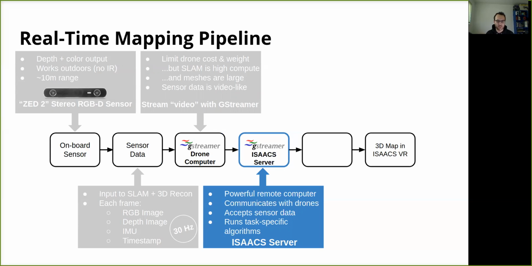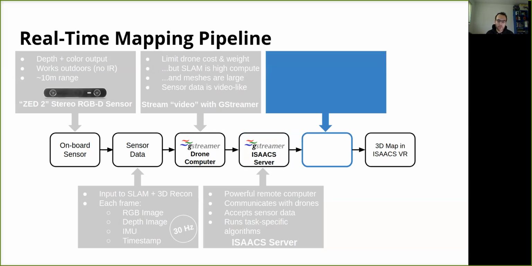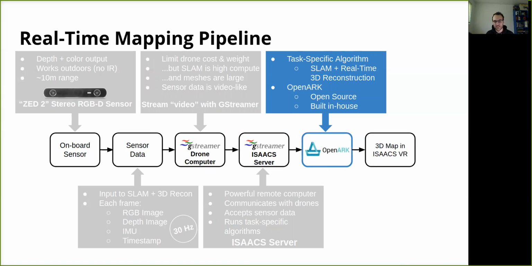Now that we have this Isaac server, we're able to run any algorithm we want on it as the data comes in. So our task-specific algorithm for today is going to be SLAM and real-time 3D reconstruction. And how will we do that? Well, with OpenARK, that's a great choice. We chose it because it's open source and because it's built in-house right here at the FHL Vive Center. So that would complete our pipeline for real-time mapping.